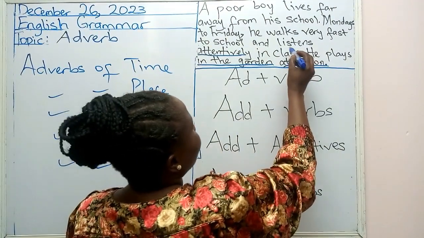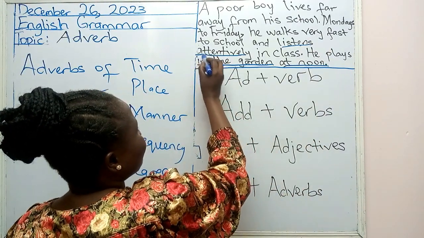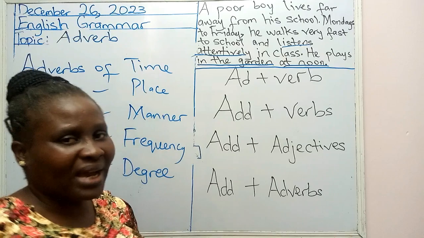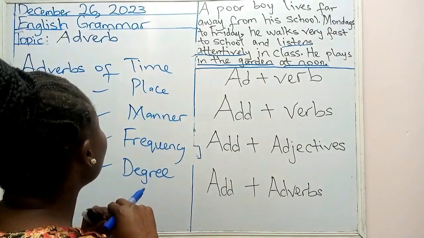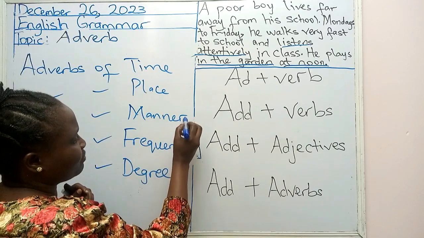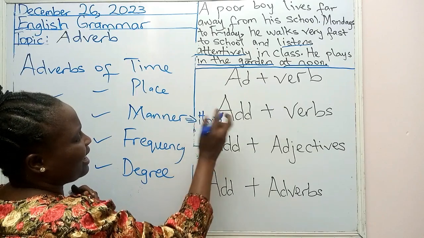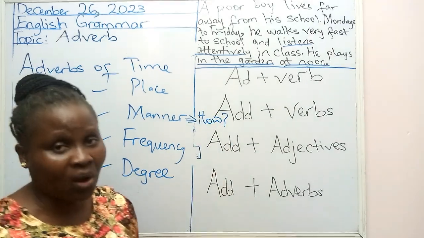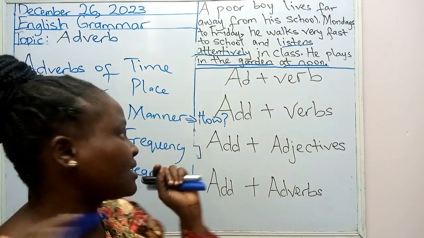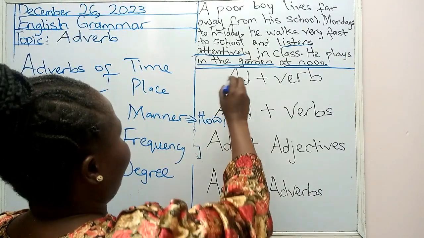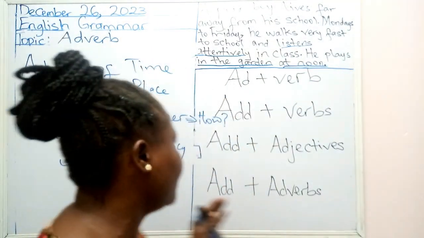We have the verb listen, and how does the boy listen? He listens attentively. So we ask ourselves, how does he listen? How? And this brings us to adverbs of manner, because adverbs of manner answer the question how. How does the boy listen in class? He listens attentively.